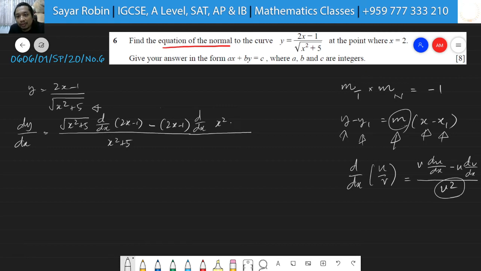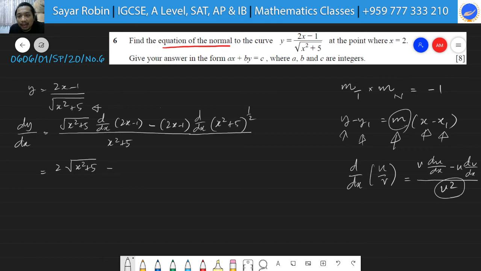I'm going to change the form to (x squared plus 5) to the power half. Okay, so we better write half because it is easy to understand when you do the differentiation in the next step, right? Square root of x squared plus 5, and the derivative of 2x minus 1 is going to be 2 only. The derivative of 2x is equal to 2. Derivative of constant is 0. 2 plus 0 is going to be 2. So we can write down 2 times the square root of x squared plus 5.